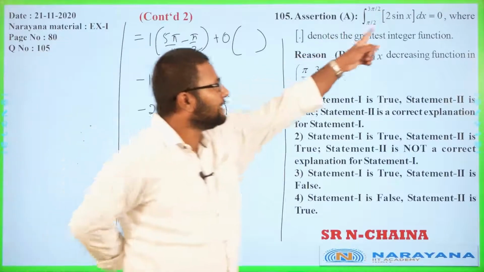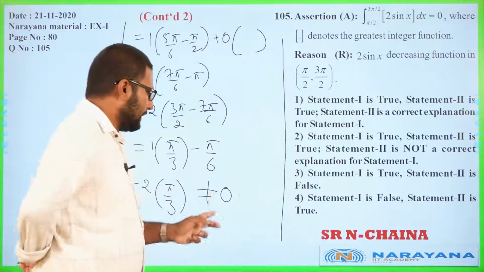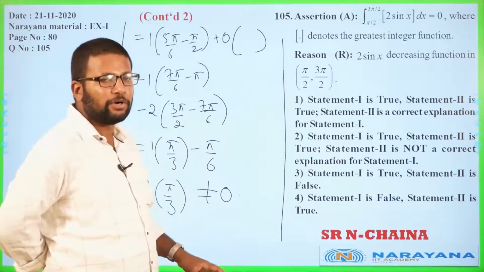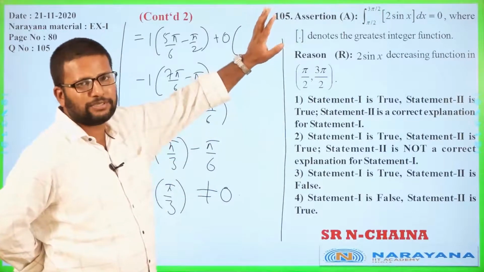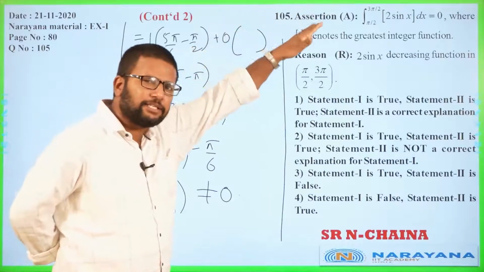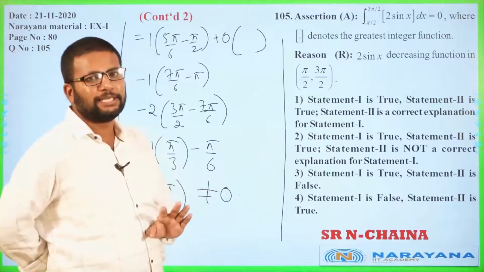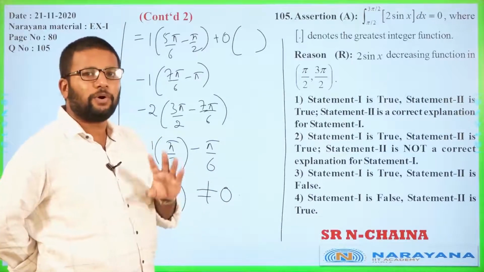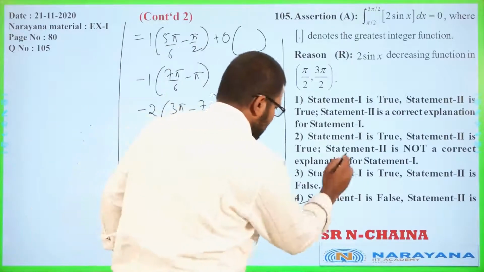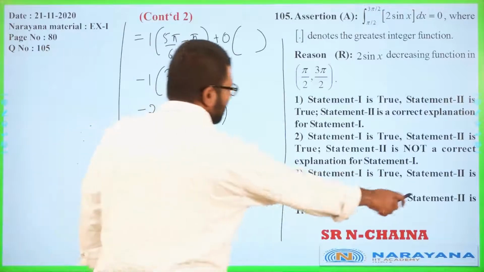The question is asking whether it is equal to 0. Clearly not 0. And if it is not 0, assertion is false. And as soon as assertion is false, of all the 4 options, you will realize only 4th option says statement 1 is false. Automatically 4th option is correct. Just to verify, statement 2 is true.